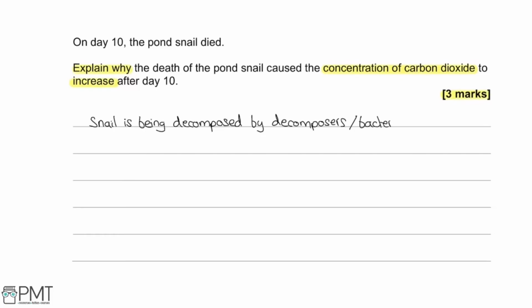The snail has died and is therefore attracting bacteria and decomposers. These then break down the snail, and while they do so, they respire. And when they respire, they release CO2, which is the reason for the increase after day 10. So you get 1 mark for saying the snail is being decomposed, another for saying this is done by decomposers or bacteria, and the last for saying that their respiration releases CO2.